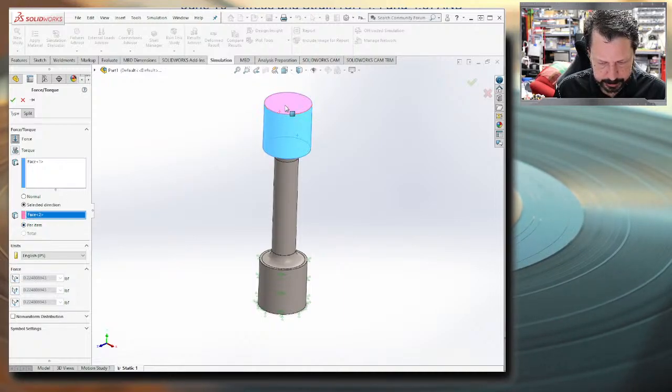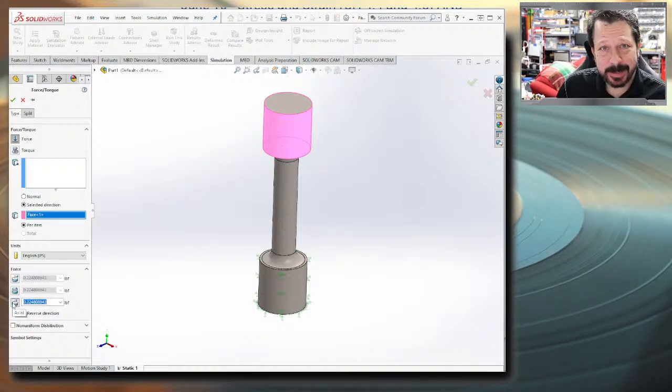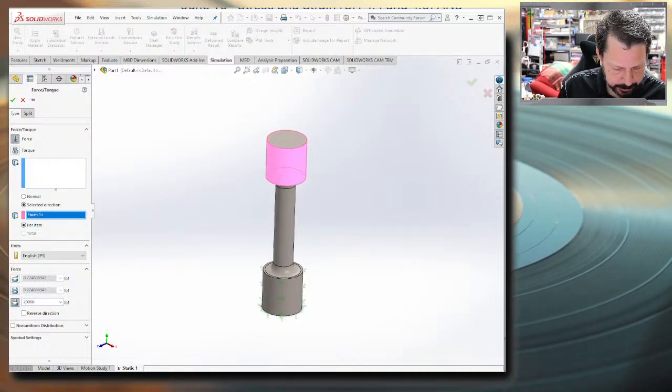Actually, I could just apply it to here, couldn't I? I wanted to unselect that, but I don't think I can. There we go. All right, I want a selected direction. This won't be quite right if I apply it here, but it will be okay. Let's apply it on that one. And this is a 1/2 inch diameter piece of steel, so it's going to take a lot of force to pull it apart. Let's say there's 20,000 pounds on this. And it's not showing me which direction. I think that's the way I want it to go.